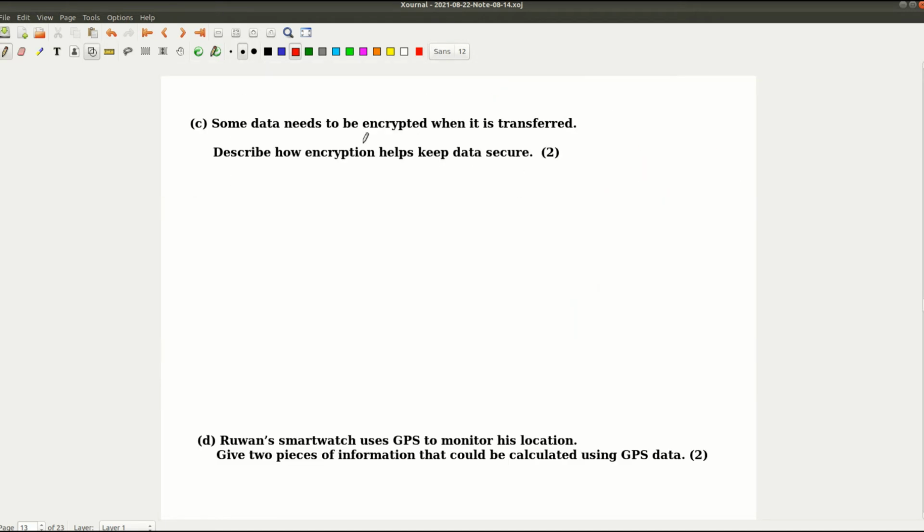Okay, some data needs to be encrypted when it is transferred. Describe how encryption helps keep data secure. Okay, so I think I already explained encryption. So okay, how does encryption work?